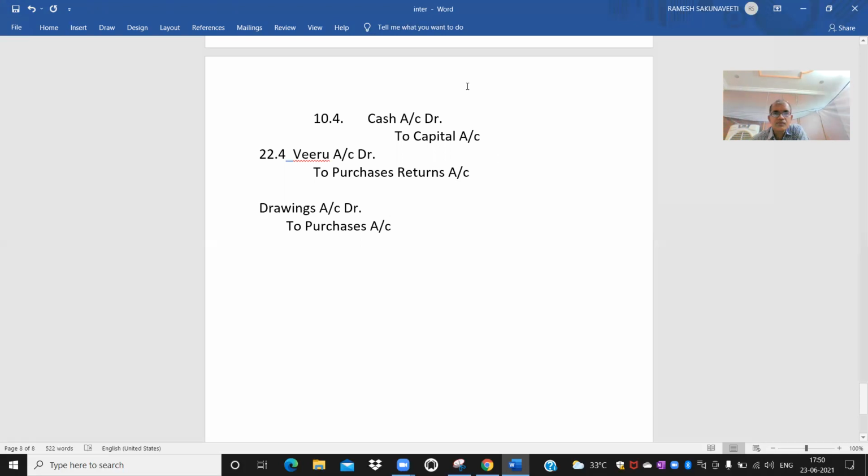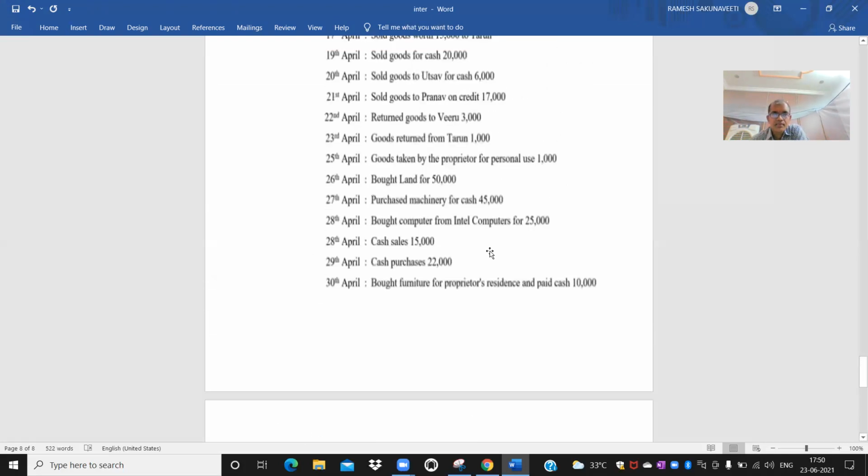Yes, sir. Okay, next one. Bought land for 50,000 rupees. What is the journal entry for this one? Sir, what are the two accounts in this one? Land account, cash account. Land is an asset to you. Asset is coming to you. Bought means land purchased. Land account data to cash account. Okay? Yes, sir. Cash is going out.